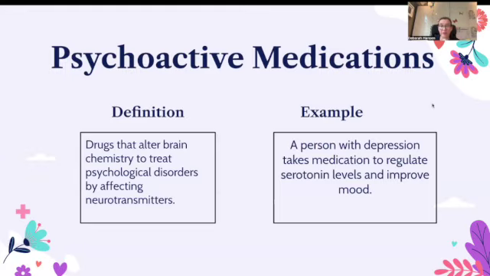Psychoactive medications, drugs that alter brain chemistry to treat psychological disorders by affecting neurotransmitters. So a person with depression takes a medication to regulate serotonin levels and improve mood.